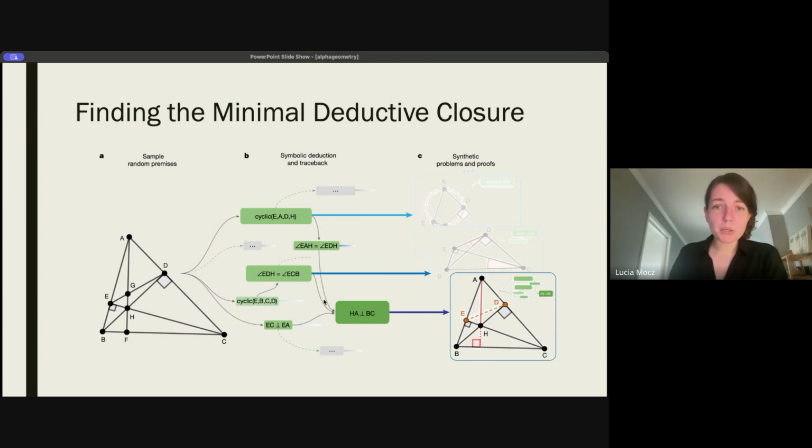And so in particular over here, if we select this to be a conclusion, we would have 3 proofs if we select HA is perpendicular to BC as our conclusion, but we also add those proofs that have EC is perpendicular to EA as a conclusion, similarly with any one of these steps. So there's quite a large number of proofs that you add.